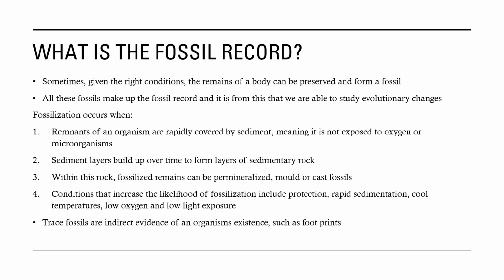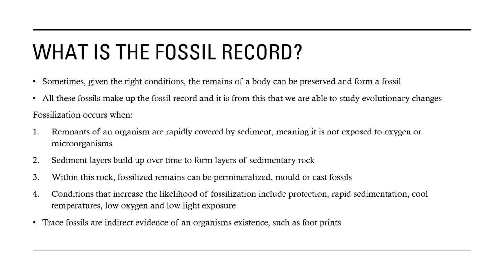The way that we found all of this evidence for the relatedness between species is through the fossil record. The fossil record is basically a collection of all the fossils that we have found and studied to look at evolutionary changes over time. Sometimes, when the right conditions are present, we can have the remains of a body preserved as a fossil. But the conditions have to be perfect, and that's why we don't have fossils for everything and why fossils are so rare to find.